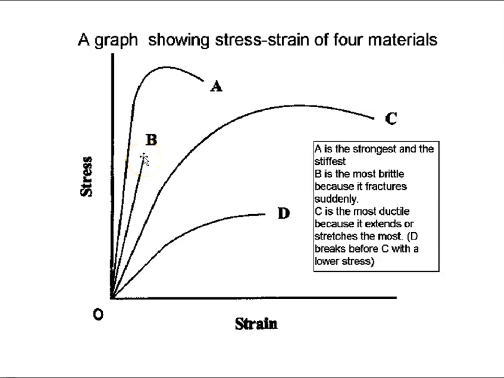Elasticity and brittleness. So there was no permanent damage. This thing just broke and shattered. And shattered's a good word because it's like glass. Some things could bend and show us that they're about to break. Other things just shatter. C is the most ductile because it extends or stretches the most.